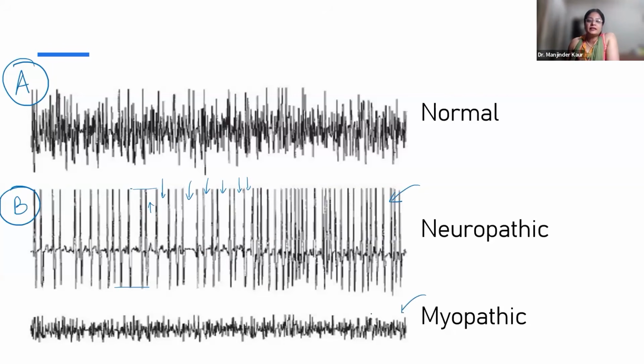While in a myopathic origin of muscular weakness, now here you see that it appears polyphasic and the amplitude is small. The duration is not visible here, but once we expand this, you will see that the duration is also decreased. It is different as compared to the normal EMG graph.